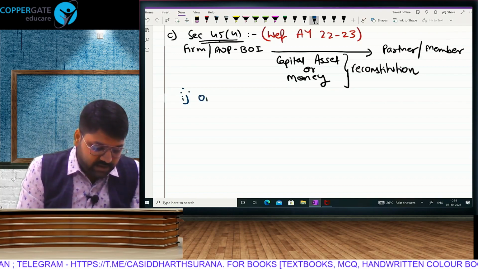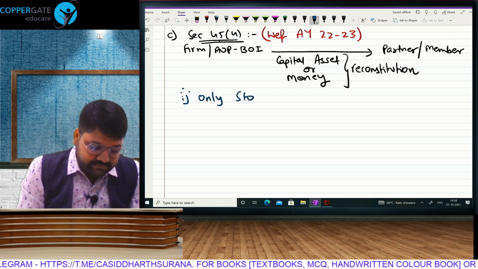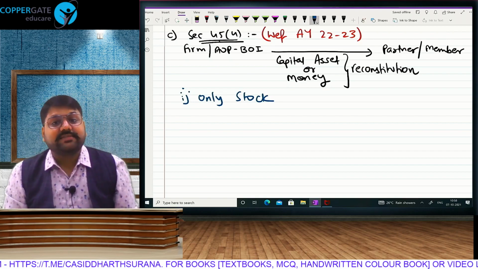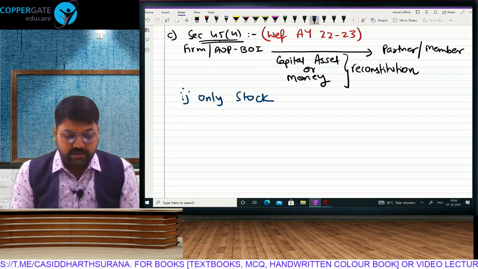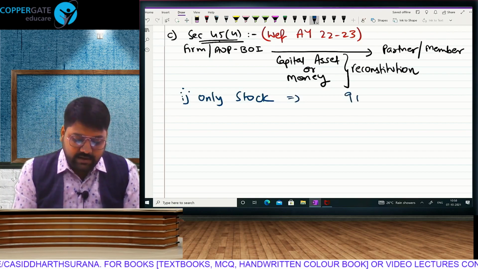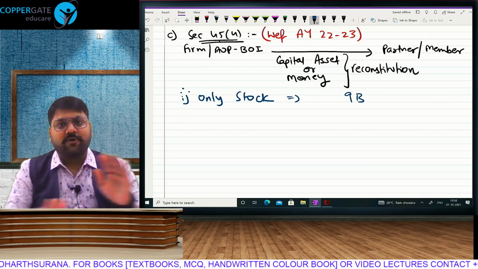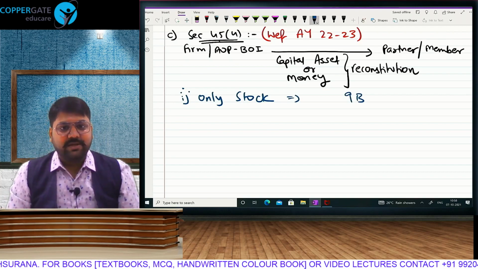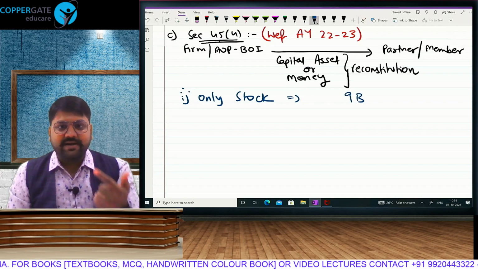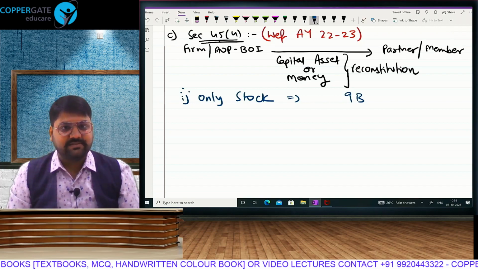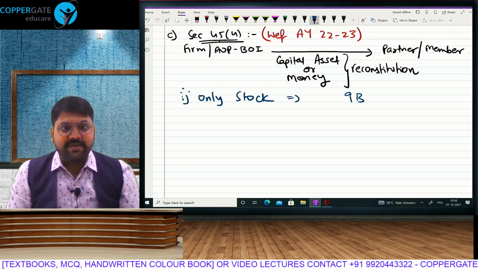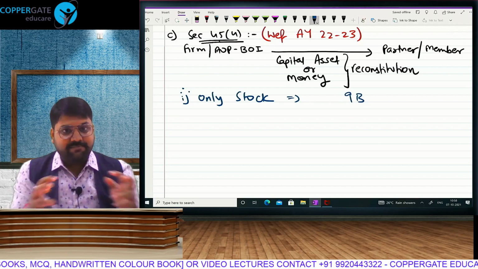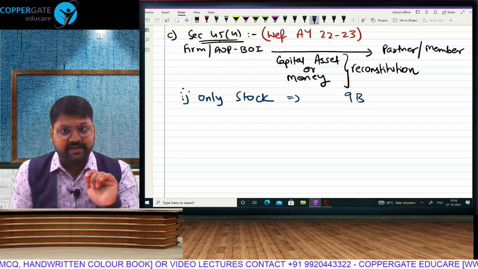If the transfer is of only stock in trade, meaning capital asset is not transferred or money is not transferred, then do you understand? Only 9B will be applicable, 45(4) will not come into the picture. PGBP income will be computed by taking the FMV of the stock as sale consideration. Let me be clear about the interpretations, because simultaneous invoking will happen only when four conditions are fulfilled.